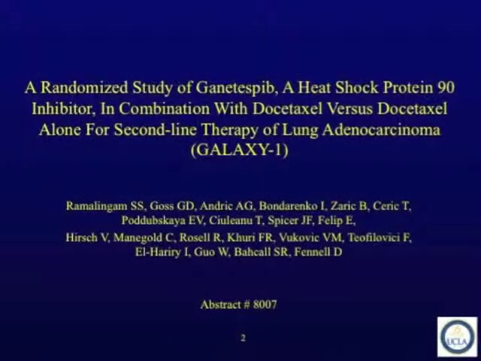I'll now go on to a study of Ganetespib. This is a heat shock protein inhibitor. This is a class of drugs that has been one of significant interest to me. HSP90 is a very ubiquitous protein in the cells. This trial, again, was looking at standard docetaxel or Taxotere and looking at the possibility of adding this HSP90 inhibitor.